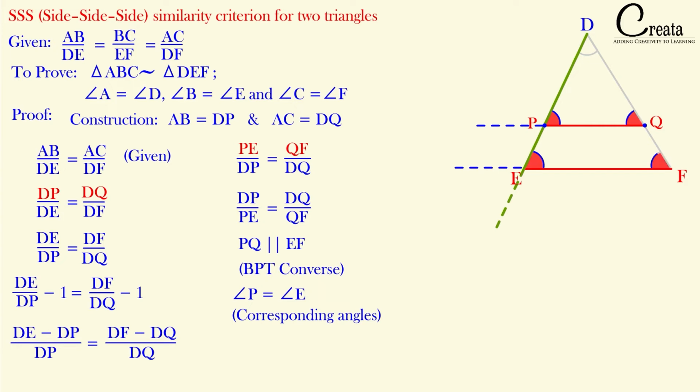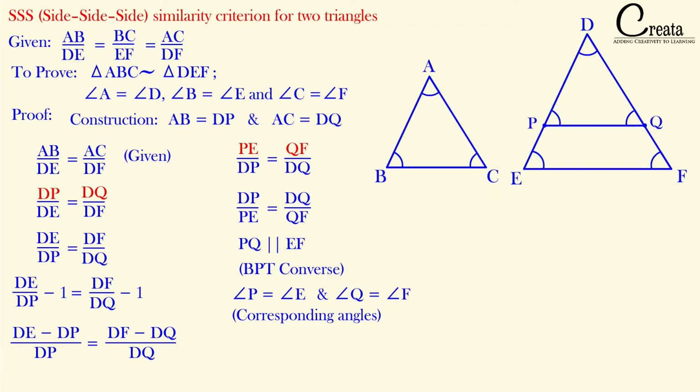Similarly, these two angles are also the corresponding angles. If we take DF as the transversal, PQ and EF are the parallel lines, so angle Q and angle F are the corresponding angles, which will be equal to each other. Got it? We got P and E are equal and Q and F are also equal. Moving further, now let's take the triangle DPQ, this triangle, and also let's take the triangle DEF and let's compare both the triangles. Can we say both the triangles are similar to each other or not?